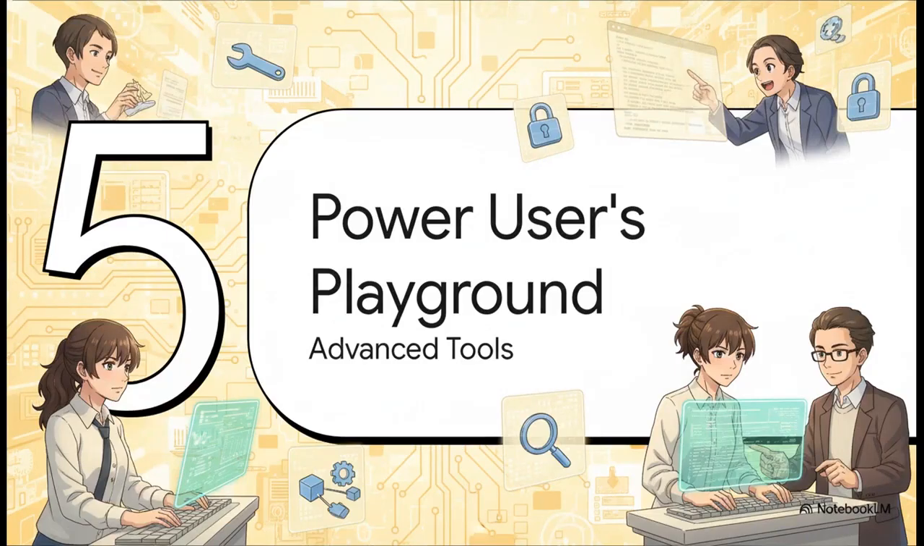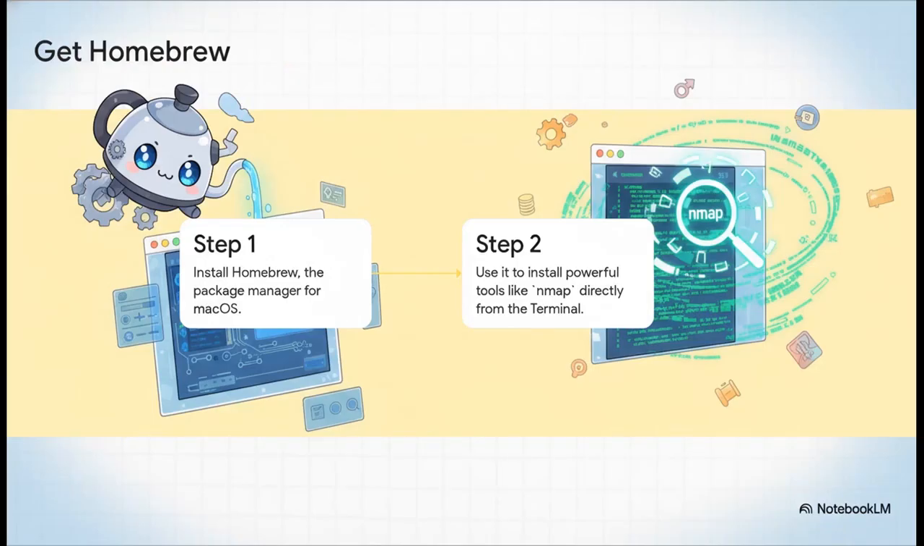So, we have all this power under the hood. What do we do with it? Let's get practical. Let's look at the tools that turn your Mac into a real power user's playground. First thing you should do, seriously, is install Homebrew. Think of it as the package manager that macOS forgot to include. With one simple command, you can install thousands of incredible open source tools. Things like Nmap, right from your terminal. It's an absolute game changer.